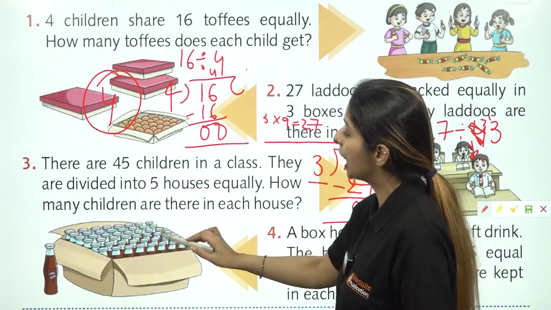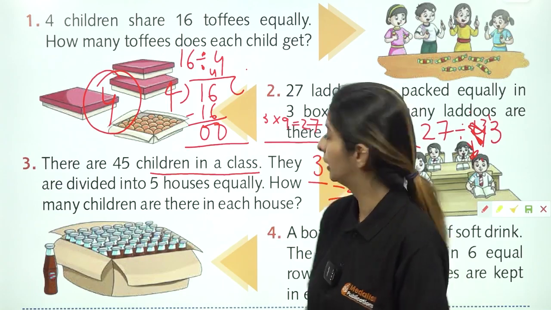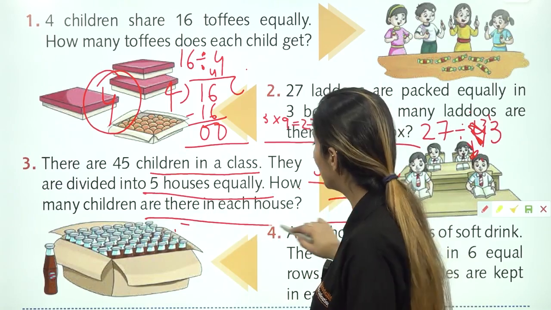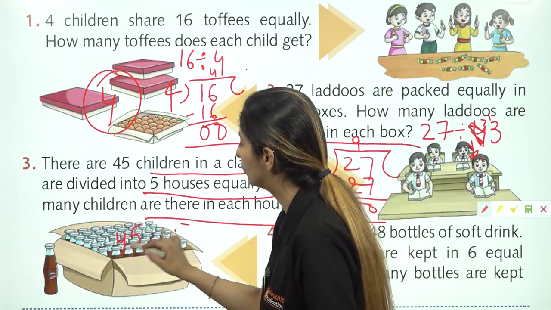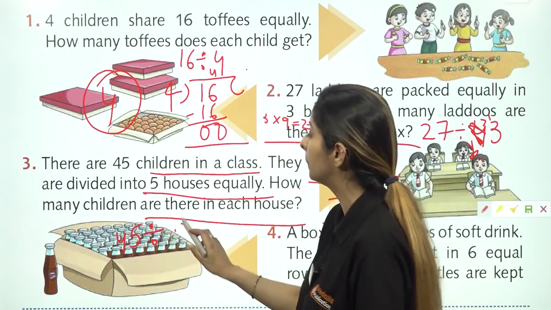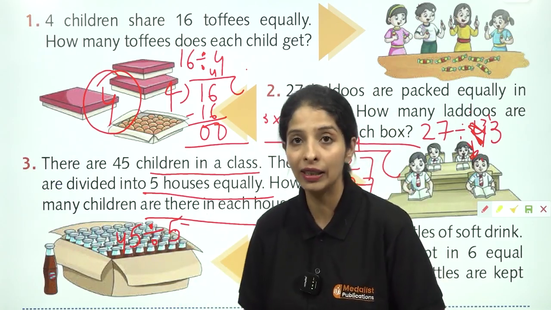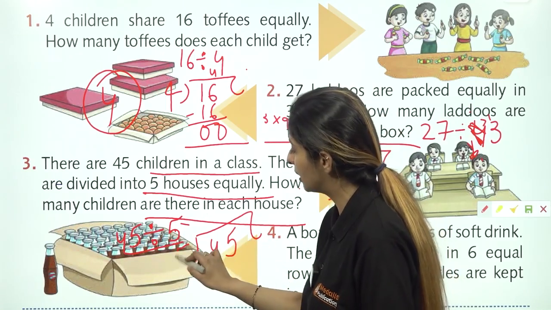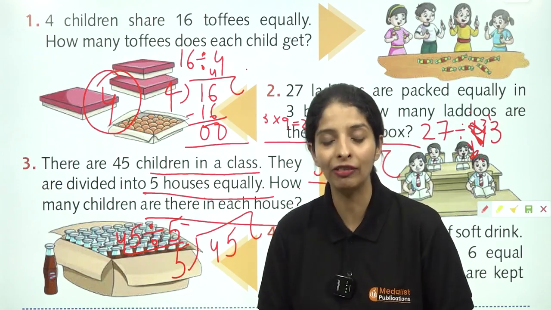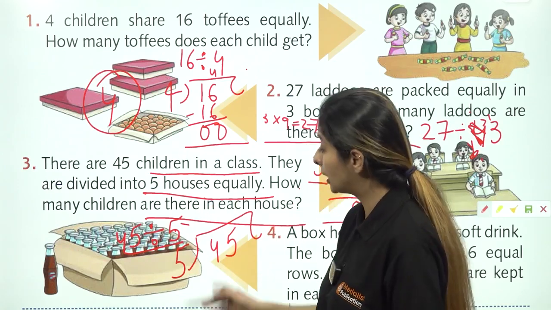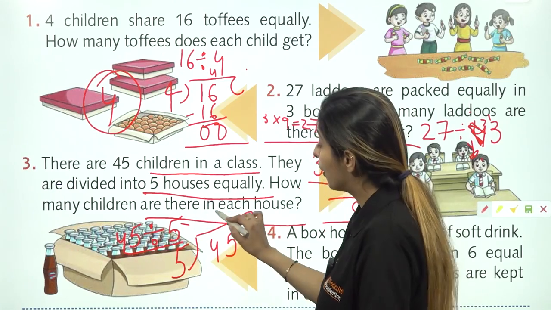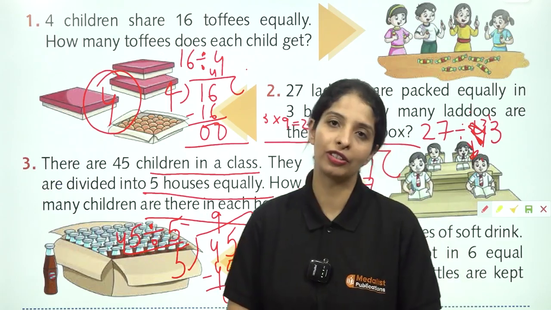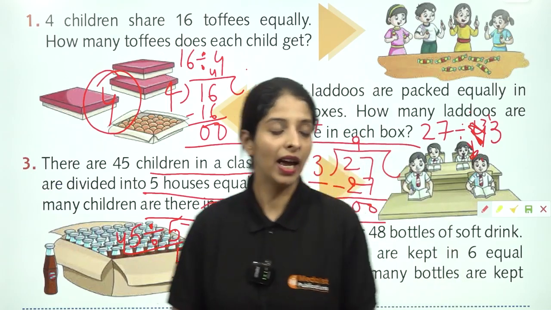Next question. There are 45 children in a class. They are divided in 5 houses equally. How many children are there in each house? We have to divide 45 children in 5 houses equally. So the dividend is 45, divisor is 5. Start calling up the table of 5. 5 nines are 45. So in each house we will have 9 children.